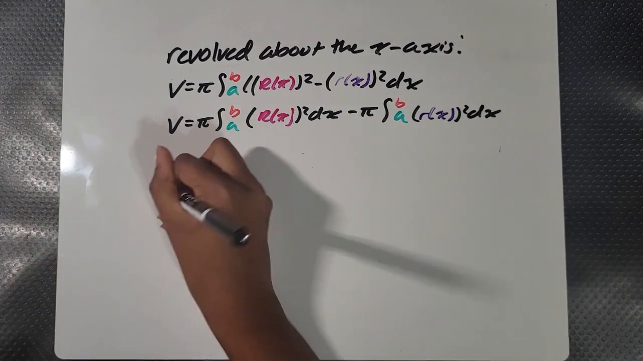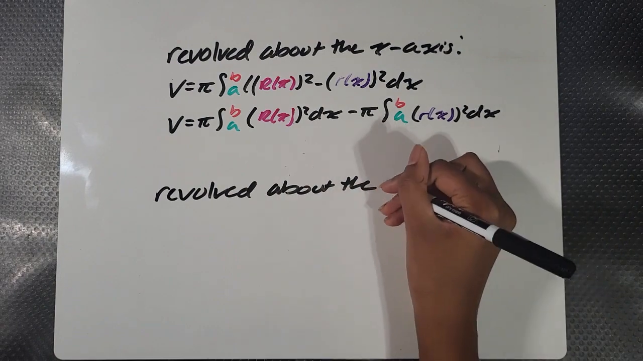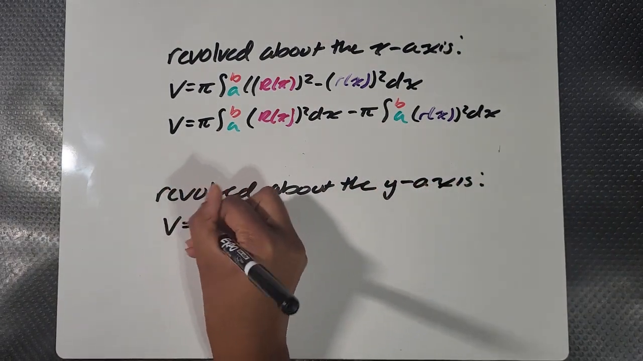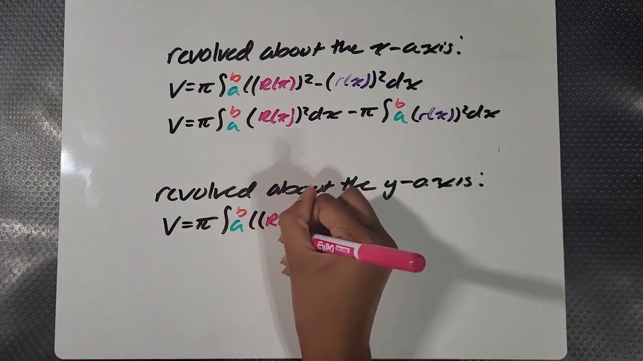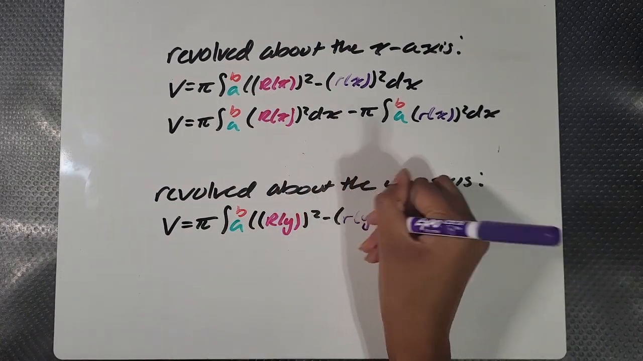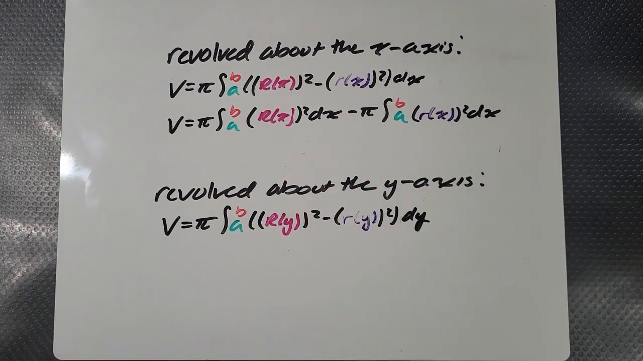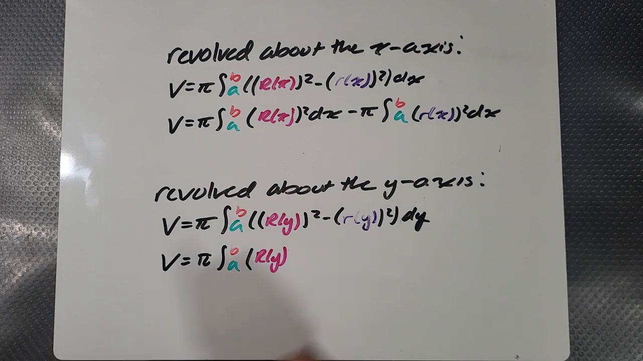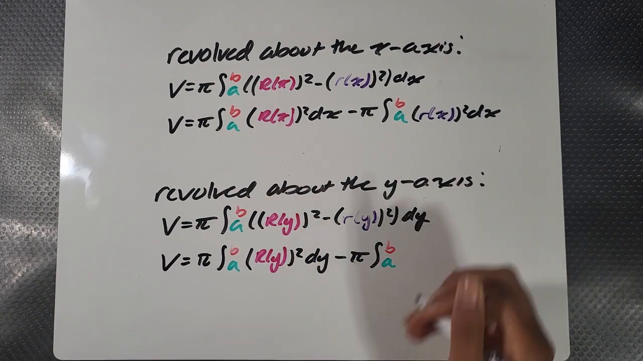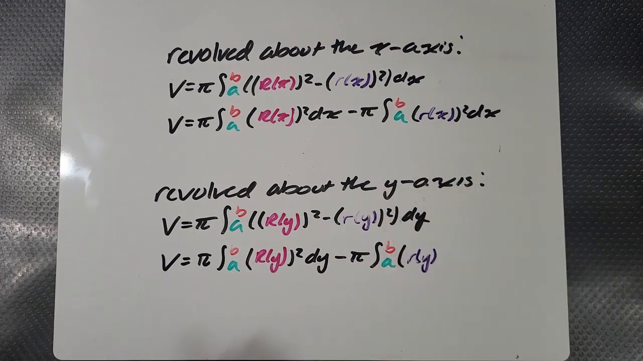The regular equation for finding volumes revolved about the y-axis is volume equals pi times the integral from a to b of big R of y squared minus little r of y squared dy. This can be broken up into the equation volume equals pi times the integral from a to b of big R of y squared dy minus pi times the integral from a to b of little r of y squared dy.